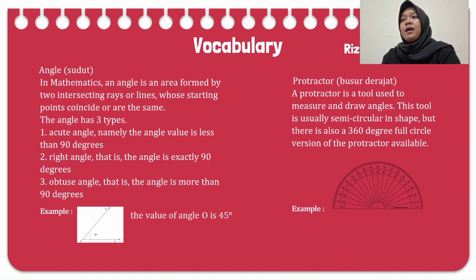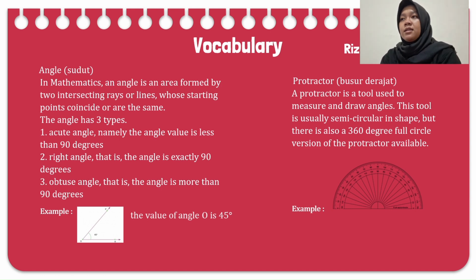In mathematics, an angle is an area formed by two intersecting rays or lines whose starting points coincide or are the same. The angle has three types. First, acute angle, namely the angle value is less than 90 degrees. Second is right angle, that is, the angle is exactly 90 degrees. Third is obtuse angle, that is, the angle is more than 90 degrees.